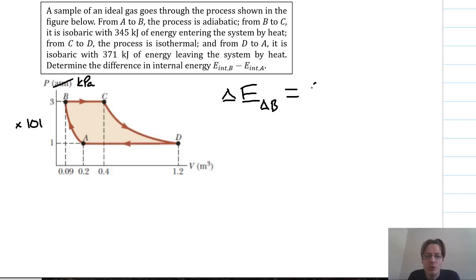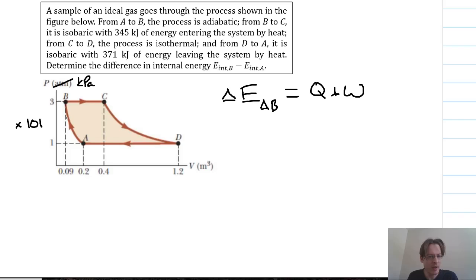We could try to do Q plus W, use the first law. But all I know about A to B is it's adiabatic. That means Q is 0, but I don't know what this curve is. We haven't learned it yet, so we can't do an integral to figure it out. So the direct approach of finding the change in energy, we have to save for later.